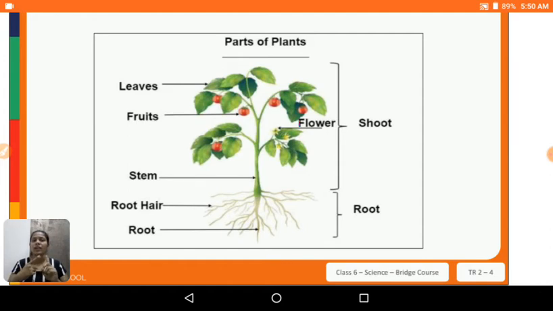In the shoot system: leaves, fruits, flower and stem.